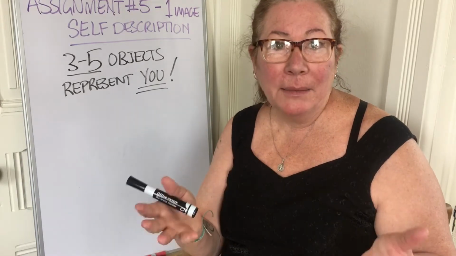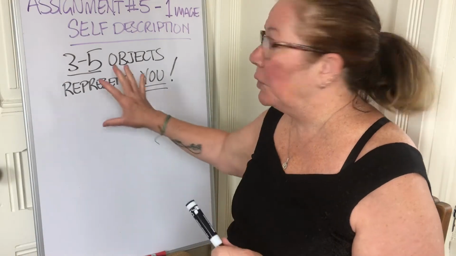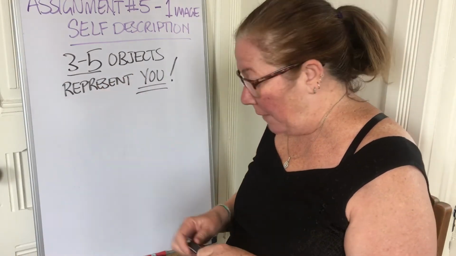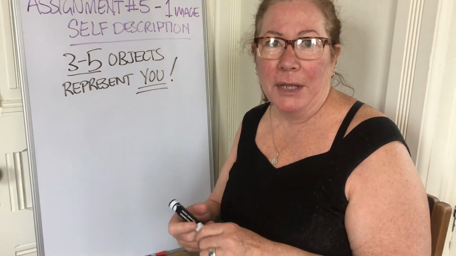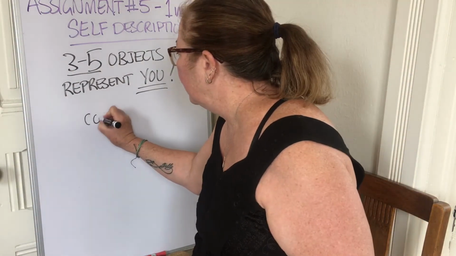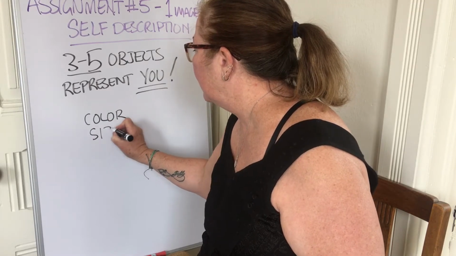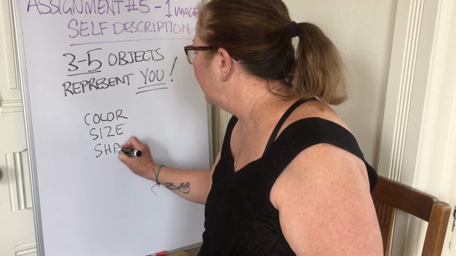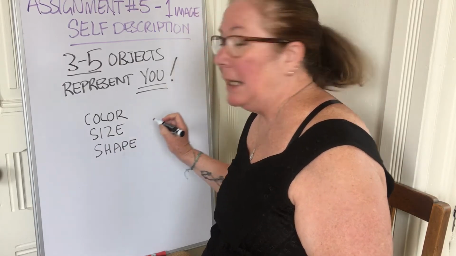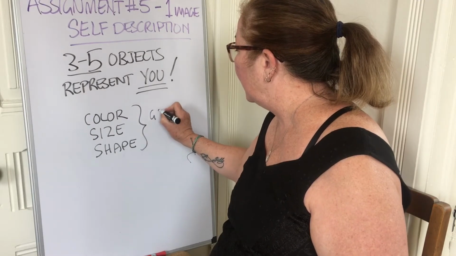So you want to pick some objects that represent you, right? So 3 to 5, not more than 3 to 5 objects. And think about how they go together. Think about color, right? Size, shape. Because one of the things you're going to be looking at in this is to make sure that you have good composition.